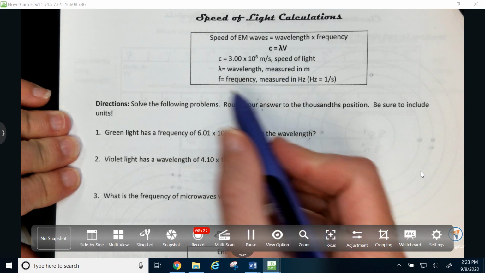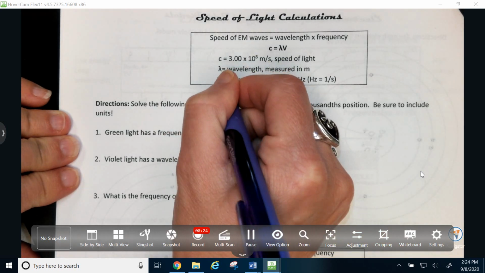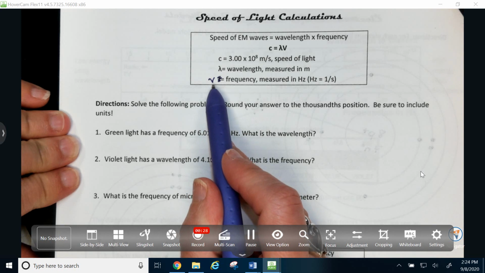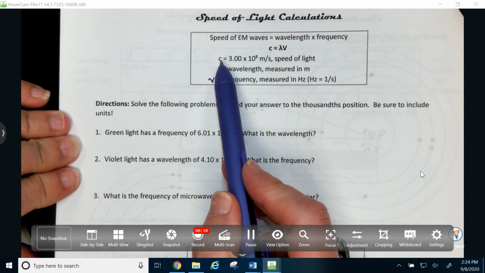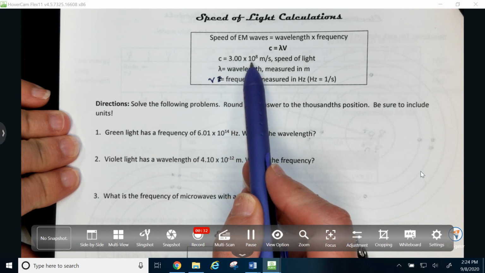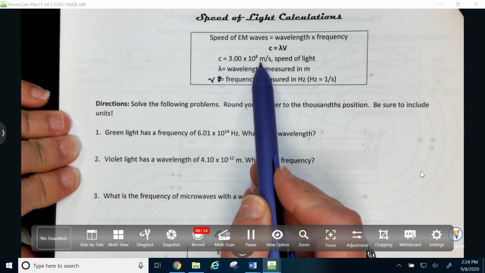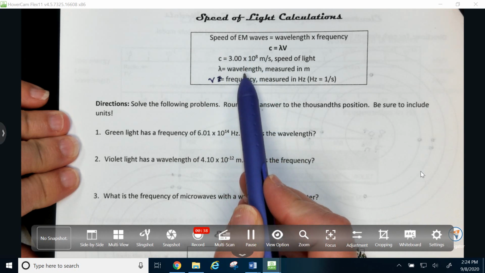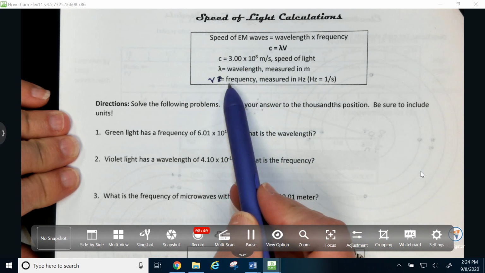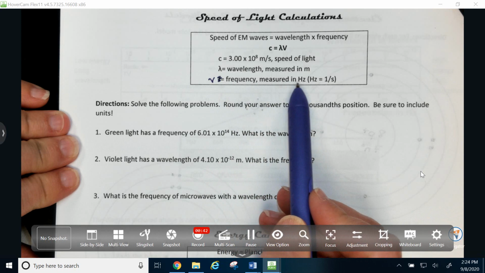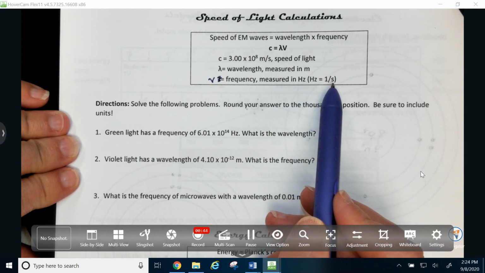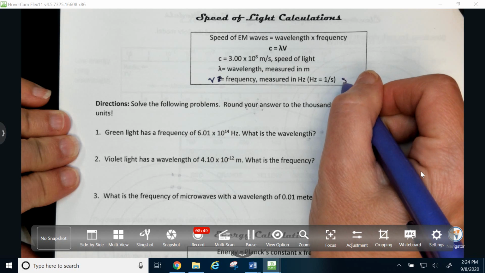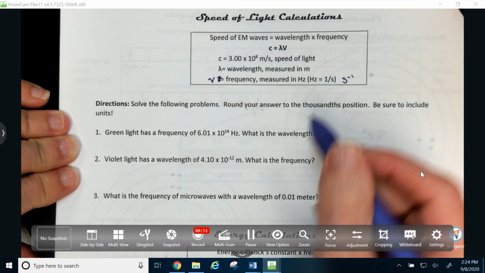So first off, I'm going to change this F here. That should be frequency. We usually use this little fancy v to represent frequency. Our speed of light is always going to be the same, 3 times 10 to the 8th meters per second. All waves travel at the same speed. Wavelength is going to be measured in meters, and our frequency is going to be in hertz, which you can also see represented as 1 over seconds, or sometimes you can see it represented as seconds to the -1.